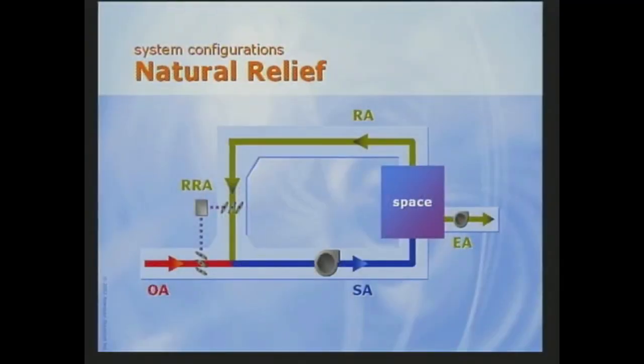Our first system configuration for controlling building pressure actually uses no control at all. Outdoor air enters the system at the air handler. Some of this air is exhausted by local fans. The remainder leaves the building by exfiltration.